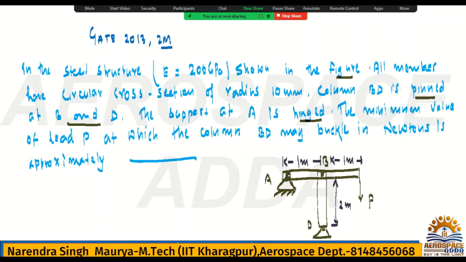It's a very simple problem. Column BD is the column, and both ends of this column are hinged. Now they are asking what should be the minimum value of load P, the value of load P at which the column BD may buckle. That is the question. The value of P they are asking, and it should be in Newton. This is the problem.